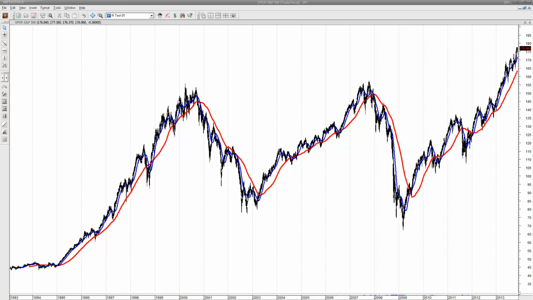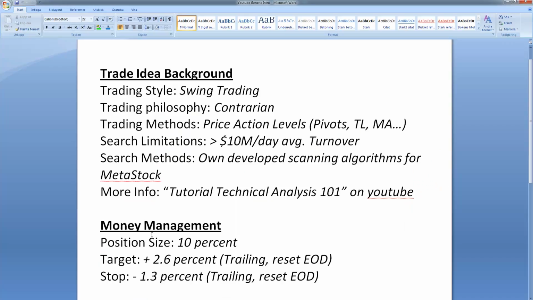I'm preparing the limit orders for the European markets the 13th of November 2013. First of all, I'm gonna go back and talk a little bit about the background for how I trade. I use swing trading. My philosophy is contrarian.